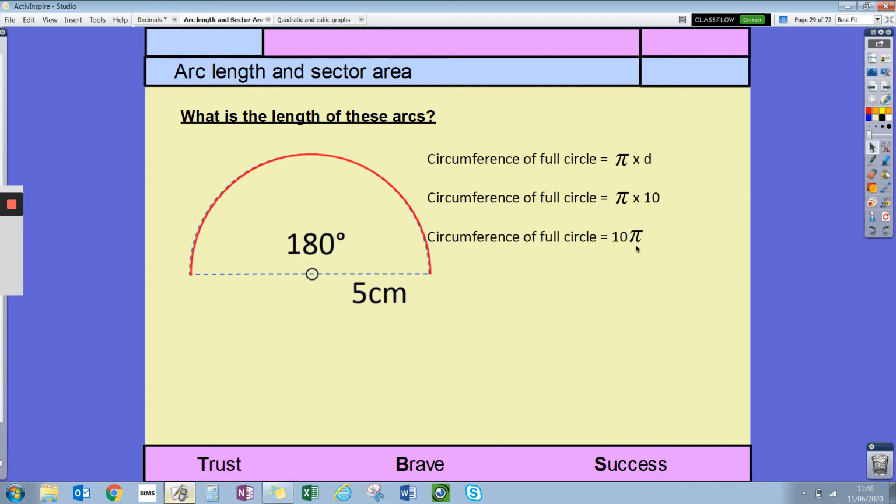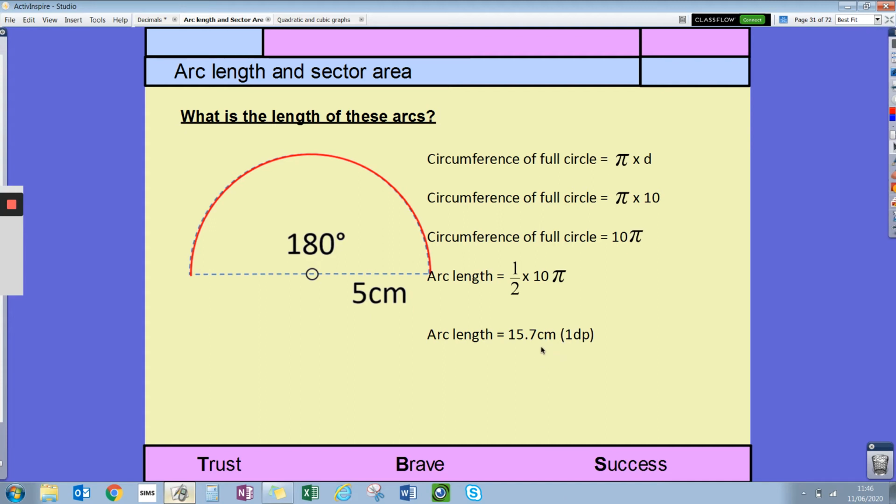So 10 pi, and again, I haven't quite finished with it, so I'm going to leave it like that. And then I want half of the full circumference, which is 15.7 centimetres. And we're talking about a length here, so there's no squared on it.